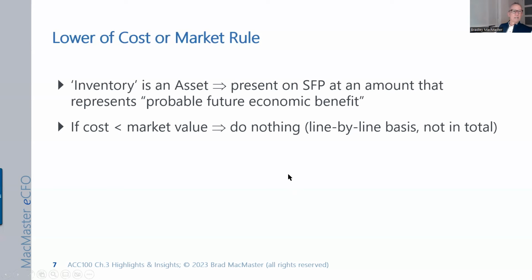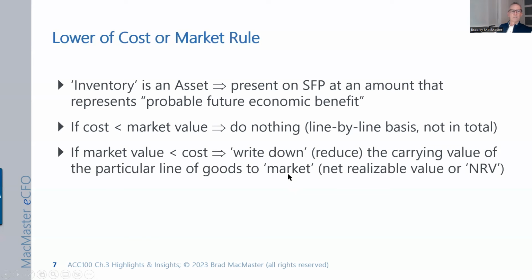All right. So if the market value, however, is less than our cost, think about what this means. It means we can't sell these goods for as much as we paid for them. And so if we wait until the future to sell them, we're going to end up selling them at a loss. And in the meantime, we'll be presenting them on the balance sheet at a value that is not realizable, and that will be misleading to the readers of the financial statements.